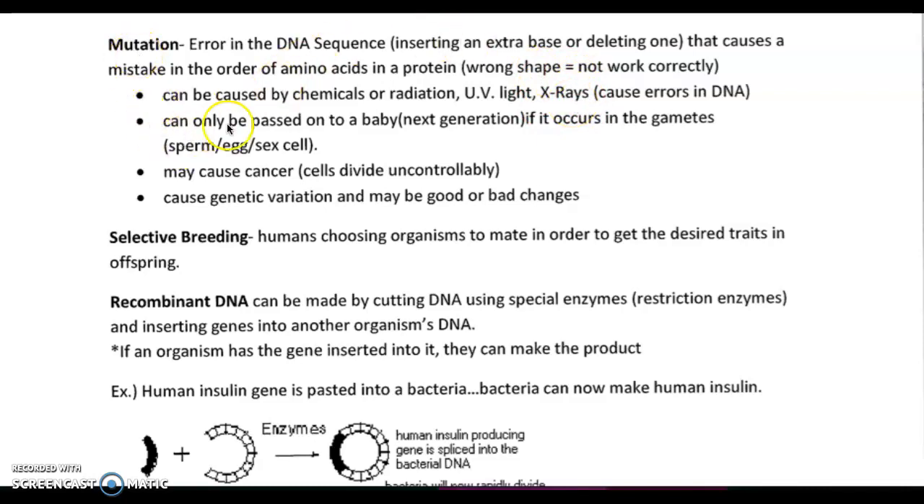Remember that mutations can only be passed on to offspring if they are found in sex cells. If you have a mutation in your muscle cell or your bone cell or your skin cell, you cannot pass that on to your future children. That mutation must be found in sperm or egg, okay? Yeah, pretty simple.